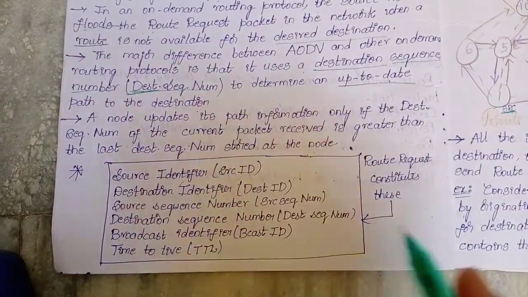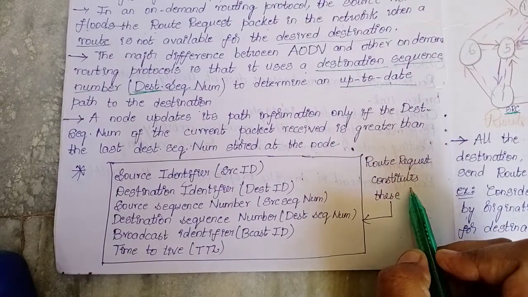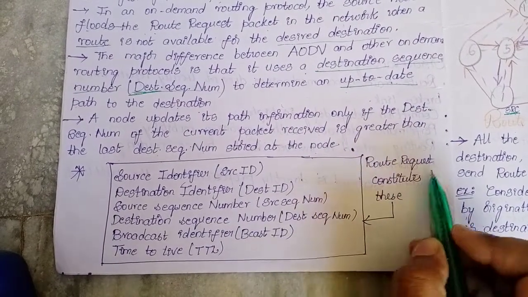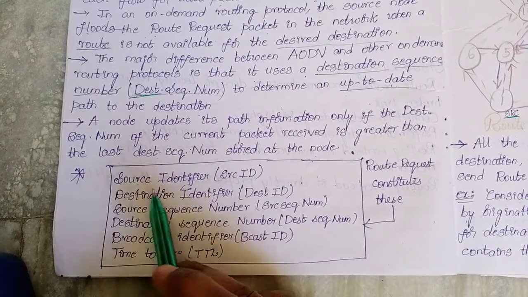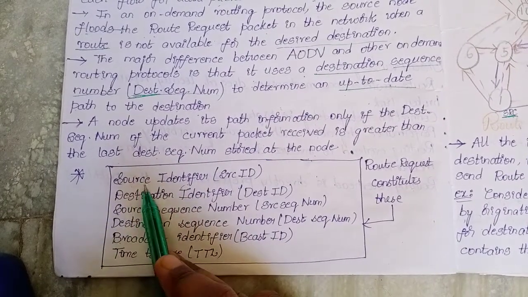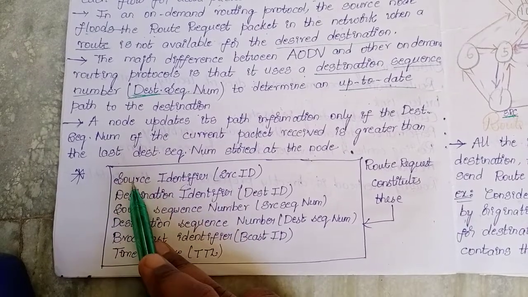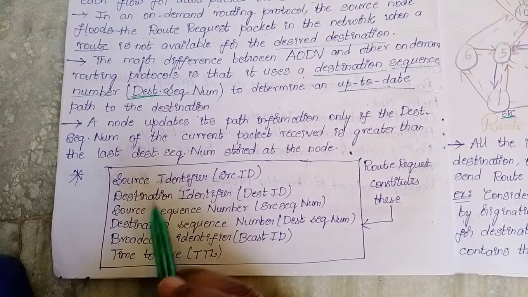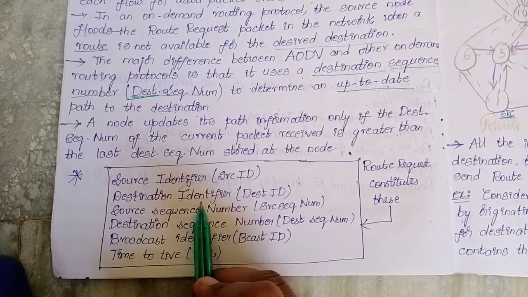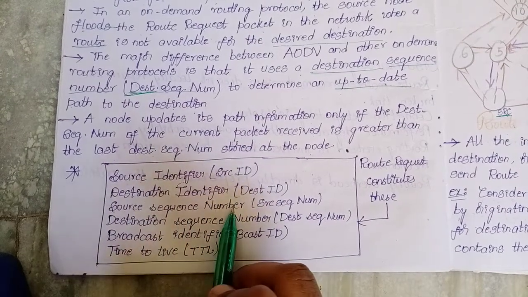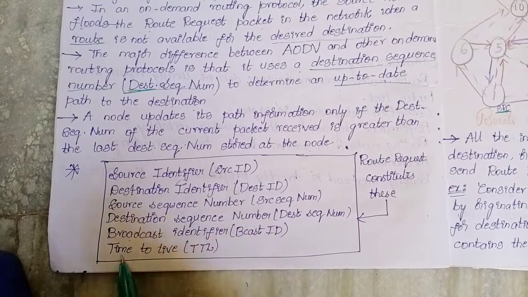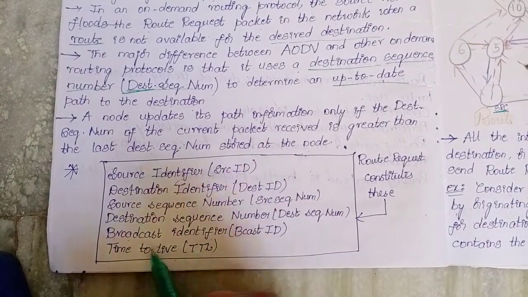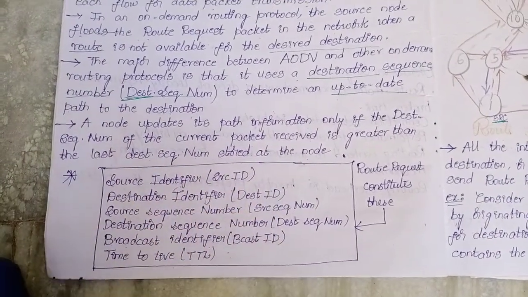Here is the information a route request constitutes. A route request generally consists of the source identifier, an address related to the source. In order to identify a source, we will have an address. That is, the source identifier, destination identifier, address of the destination, source sequence number, destination sequence number, broadcast identifier, and time to live. I'll explain each and every point later. Please be with me.